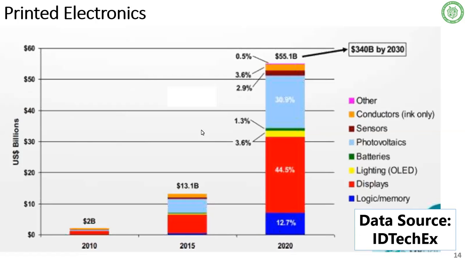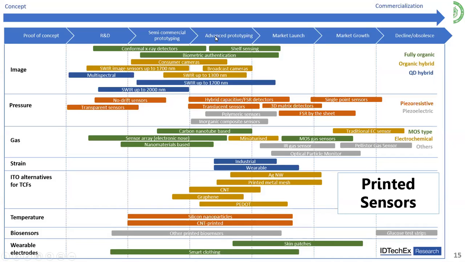Now, if you look at only printed sensors, this green is fully organic. This color is organic hybrid. Quantum dot hybrid, this is a new technology, quantum dots. Piezoresistive, piezoelectric, metal oxide, electrochemical. Now, on the left side, that is the research and development phase. Extreme right, that is basically mature technology. Now this is becoming declining or obsolete. But this is all for the printed technologies.